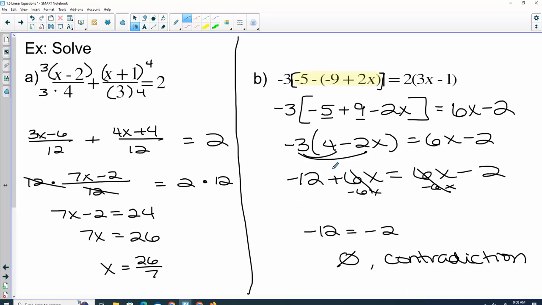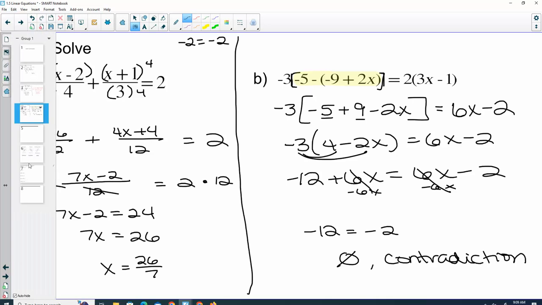There's a third option. If I had solved this and I had negative 2 equals negative 2, that's a true statement, right? In that case, what would your answer be? Negative infinity or infinity. Yeah, it's all real numbers. There's infinite solutions there. Any value of x would make it true, so lots of ways you could write that.